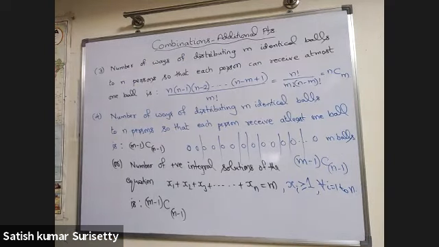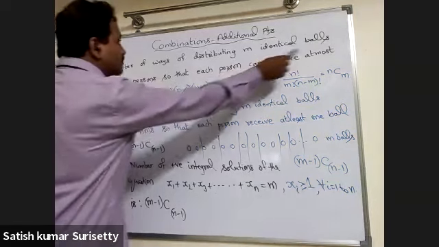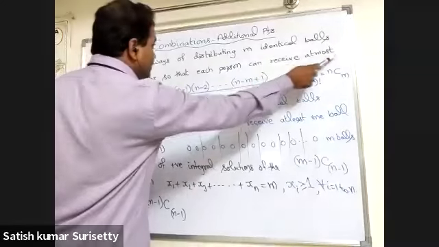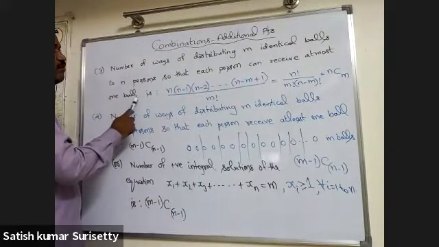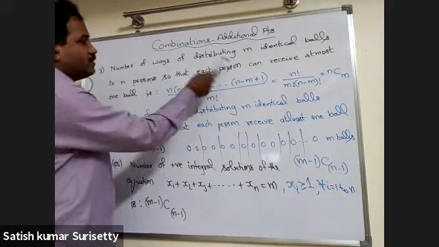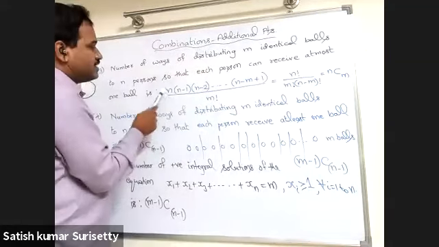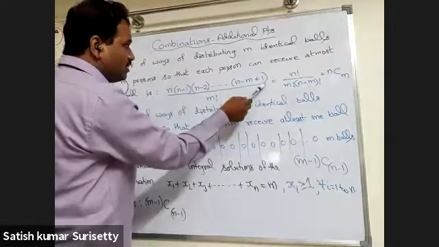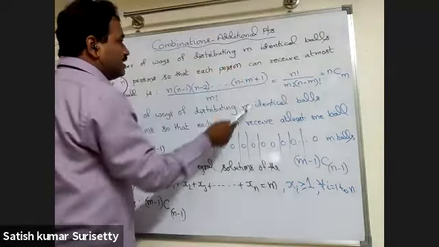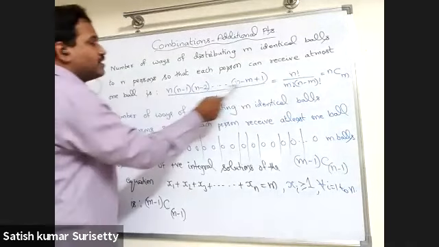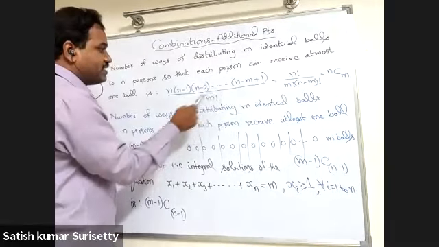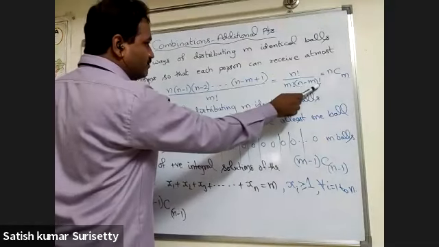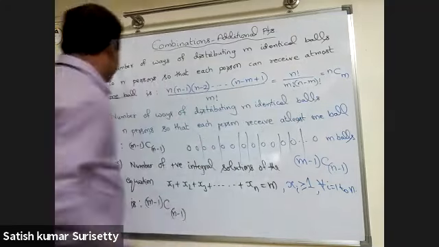So the number of ways of distributing m identical balls to n persons so that each person can receive at most one ball. Now, the first person can receive any of the balls, that is n ways. Second person n minus 1, third n minus 2 and so on. Because the balls are identical and each person has the same number of balls, in the denominator it will come as m factorial, which is the same as n factorial upon m factorial into n minus m factorial, which is nCm.